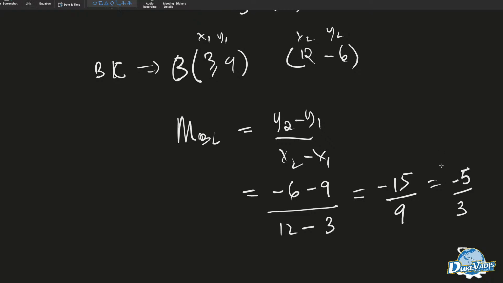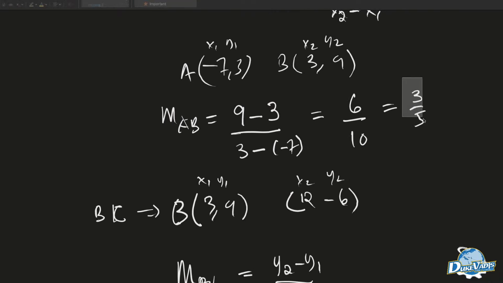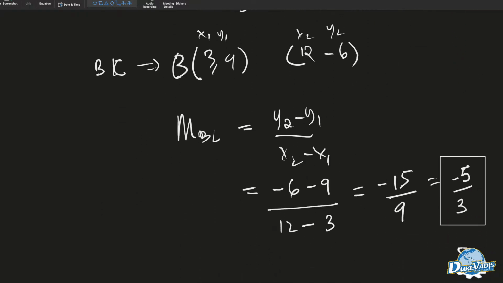So this is the gradient of MAB, and here is the gradient of MBC. Okay, so we have our gradients for MAB and MBC.